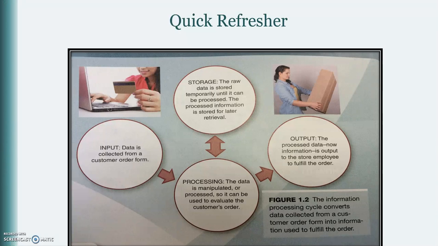Finally, we move on to our fourth step, which is output. Okay? So the processed data, which has now become information, is output to the store employee in order for them to fulfill the order. All right, so say you placed your order on Amazon. Once everything goes through, your credit card works, they say great. Down the line, someone is sent to get your item or a machine grabs it, it's packaged up, address label slapped on, and it's sent to you. There's your output.